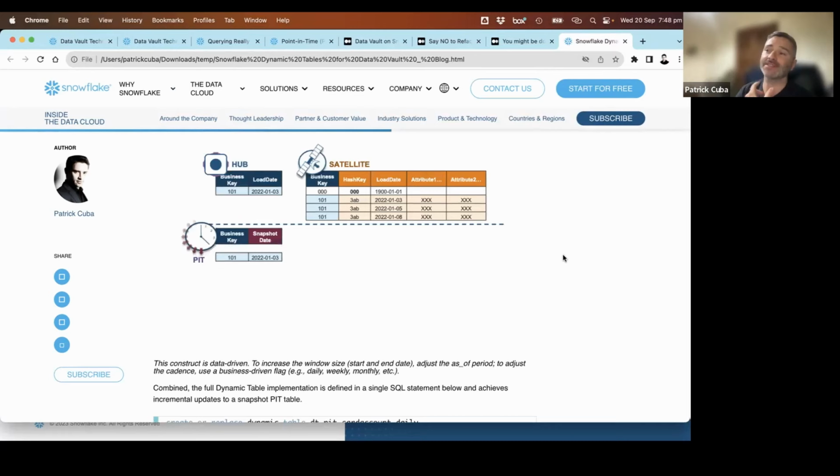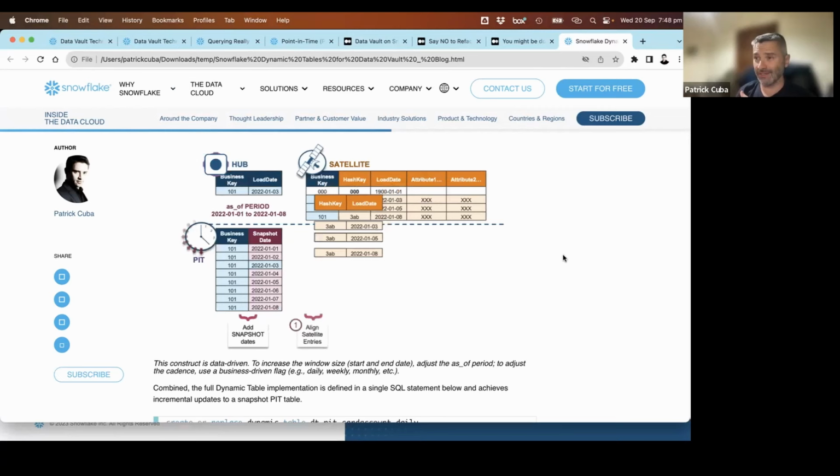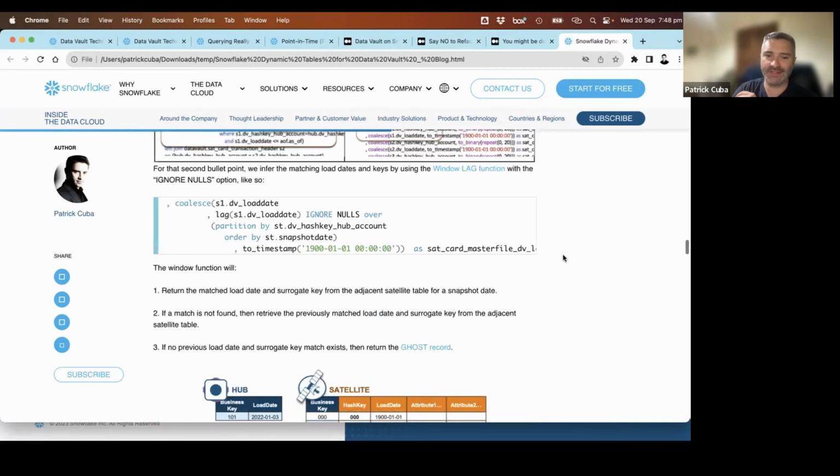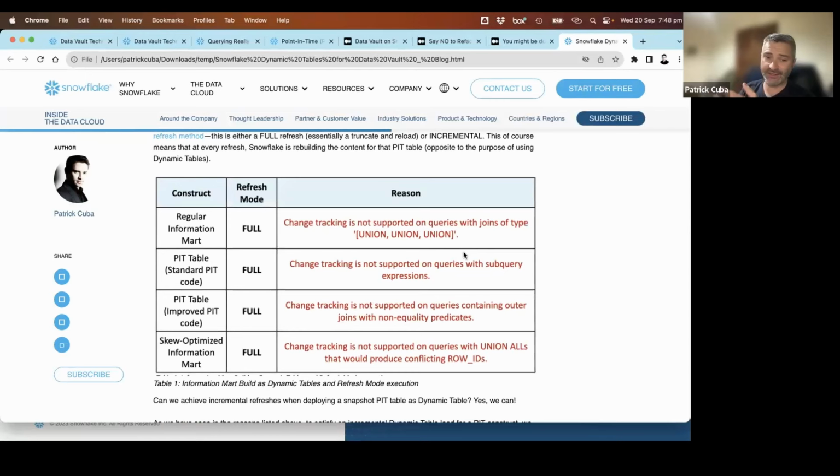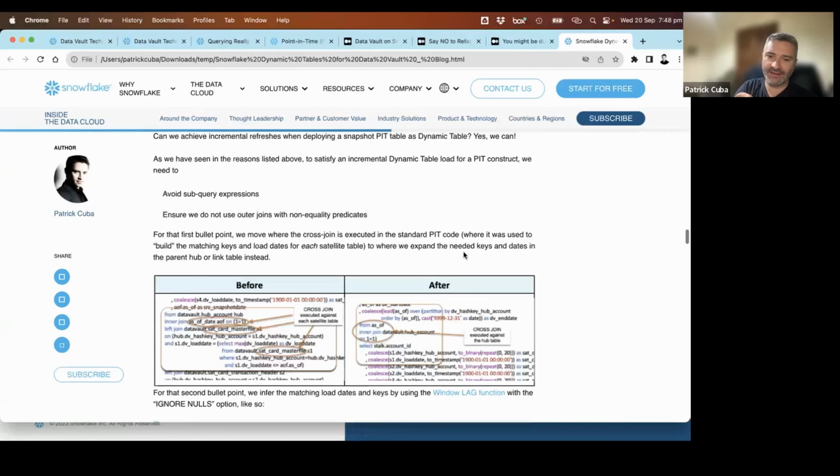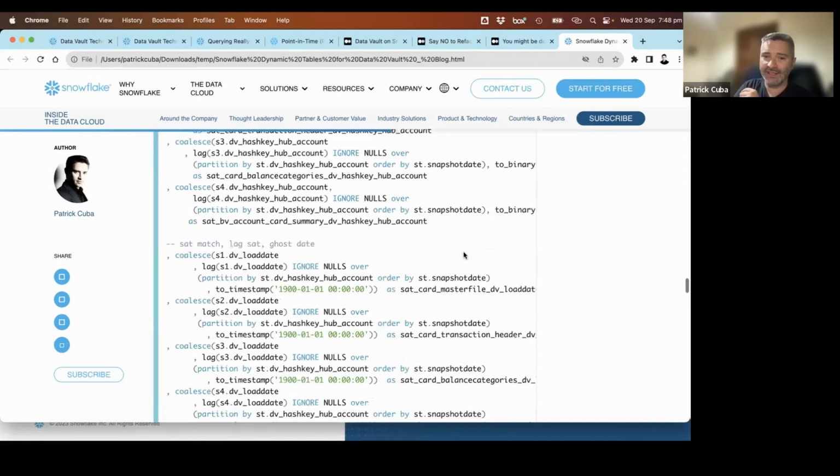Because the way dynamic tables work currently, they're still improving it. There's a lot of restrictions on how you build dynamic tables. And the ones that I encountered trying to build a PIT through the traditional means is highlighted here. And I solved that, built a dynamic table, put the code on this page, by the way, how to do it, and also use the same concept to build or emphasize my join filters.